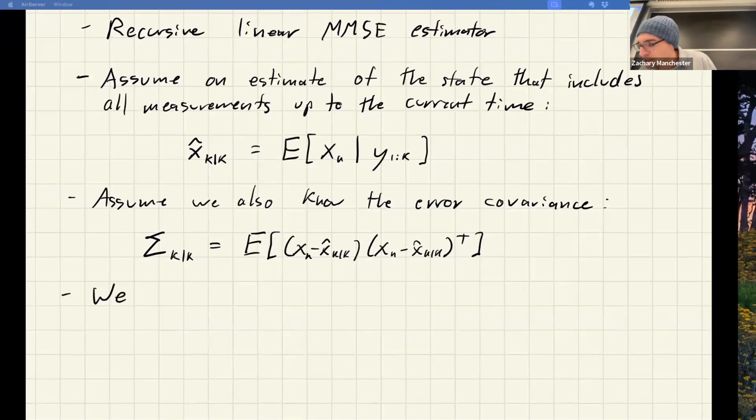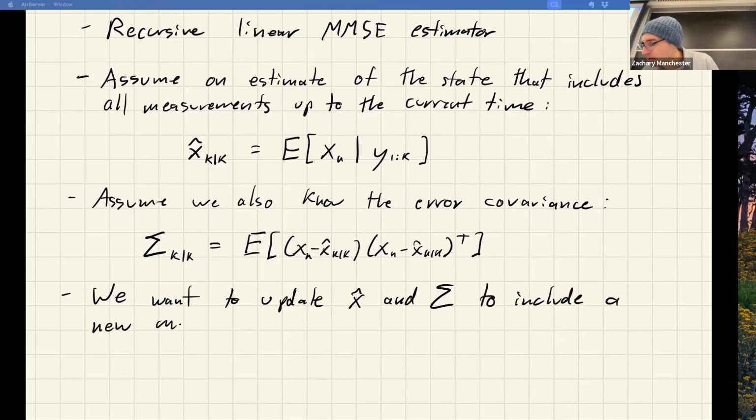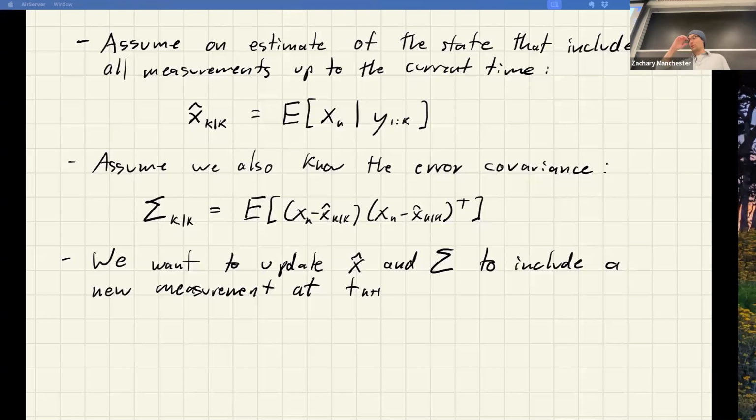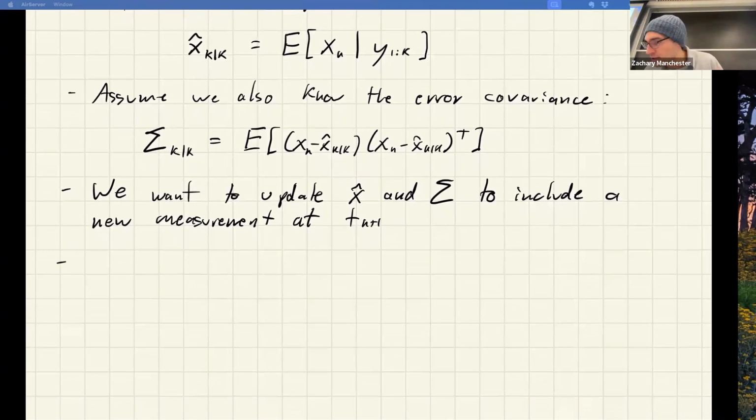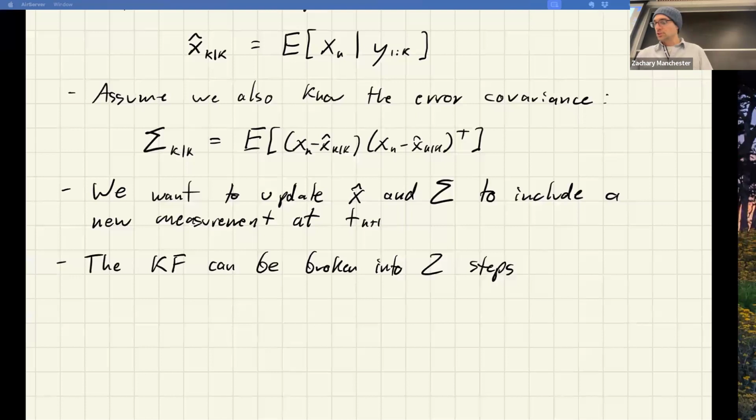Okay, so basically the game here is we want to figure out how to update x hat and sigma to include a new measurement at time k plus 1, the next time step. Cool. So basically, yeah, we're taking a lot of shortcuts. We're assuming linearity holds. We're assuming the Gaussian stays Gaussian. We're assuming we can do this recursively, right? All these things are true. I'm not going to prove any of those facts to you. I'm just going to assume that structure going into it, and we're going to derive the details. So basically, the move here is we can break this into two steps. And we're going to go through and derive those two steps right now.